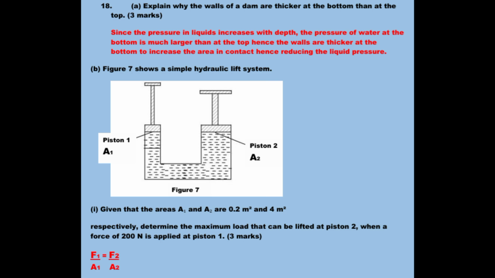Let's go to number B. Figure 7 shows a simple hydraulic lift system. We have the lift system there. We have piston 1, area 1, piston 2 and area 2.